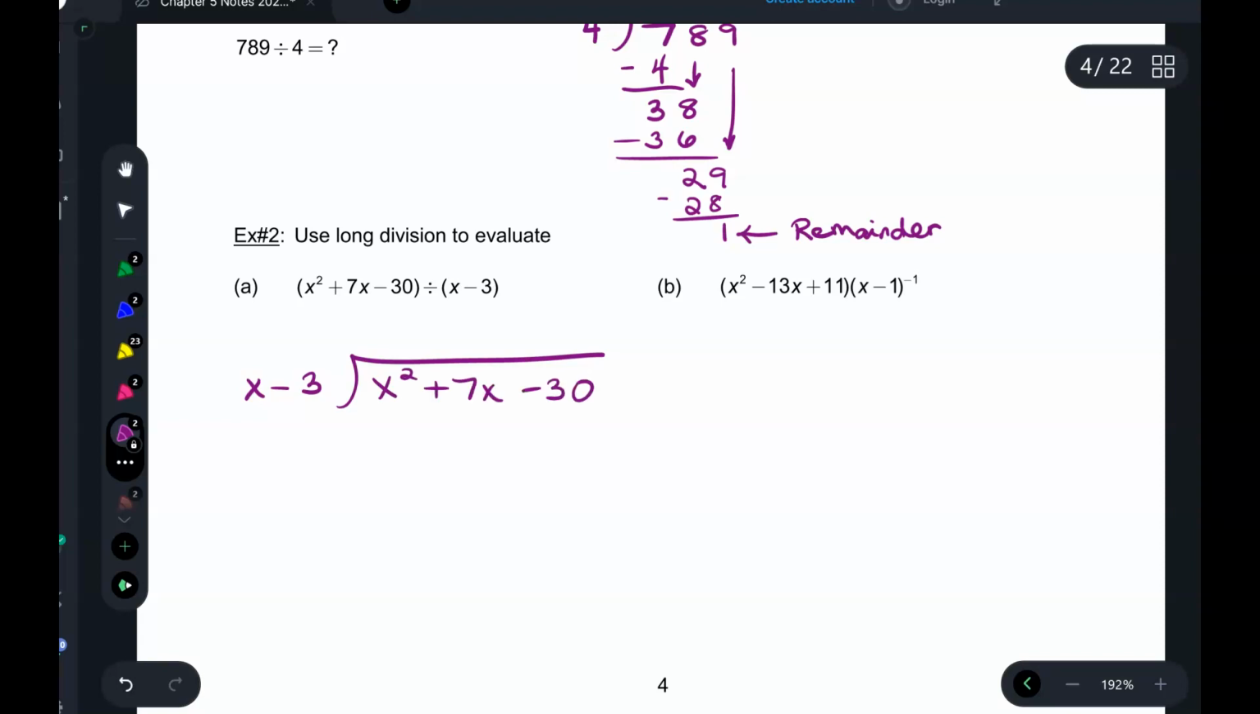So we're putting what we're dividing by on the outside, the polynomial on the inside, and leaving some space because we're going to obviously write your answer here.